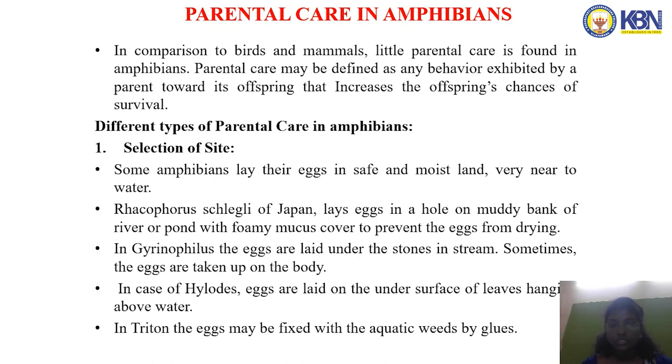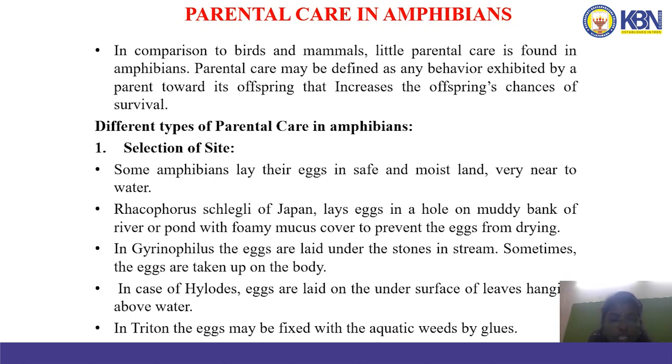In this we can observe that the Rhacophorus frog lays eggs in a muddy bank of a river or pond. With the foamy mucus, they can cover their eggs from predators and also from drying. In Gyrinophilus, the eggs are laid under the stones in a stream. Sometimes the eggs are taken up on the body.